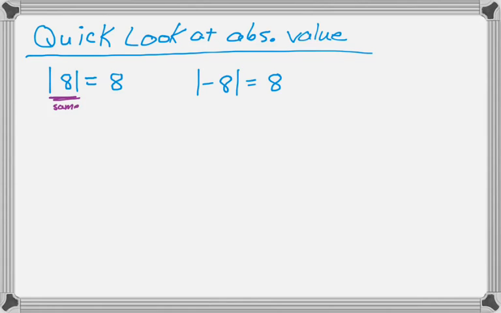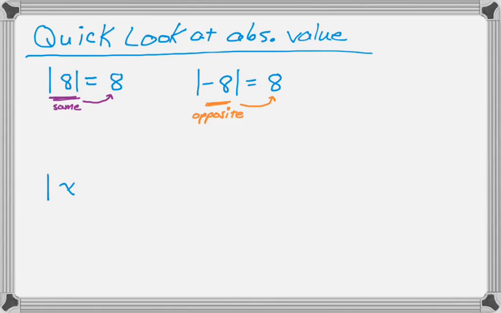So in the one instance, the thing on the inside of the absolute value is exactly the same as the thing on the outside. So the absolute value of 8 is equal to 8, obviously. In the second case, we have the opposite of the thing on the inside, right? The opposite of negative 8 is positive 8. And that's where we're actually going to get all the equations that we work with.